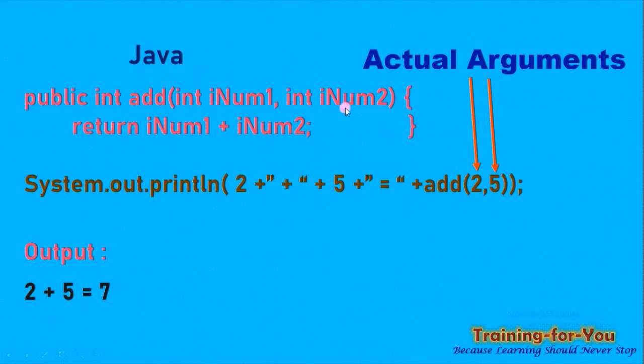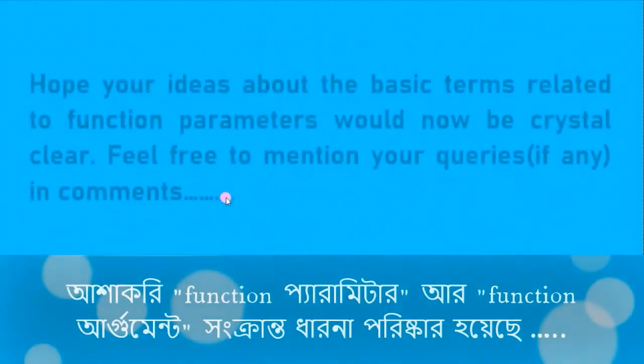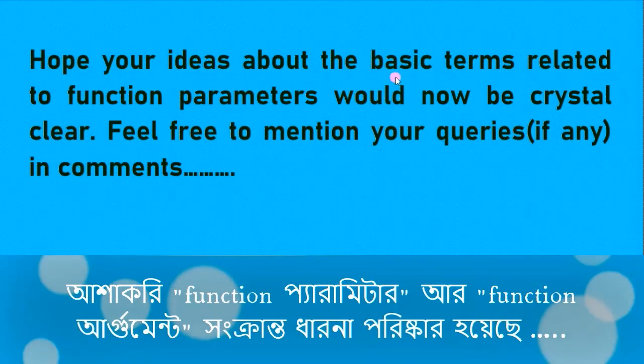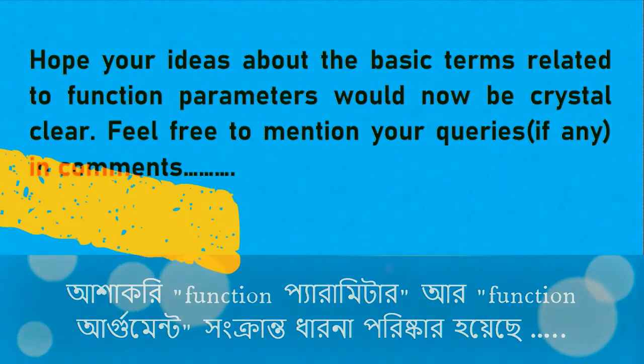So formal arguments are the names of the variables we use while defining the function, and the actual arguments are the variables or the values we use while calling the function. So that's it for the time being. Hope your ideas about the basic terms related to function parameters are now crystal clear.